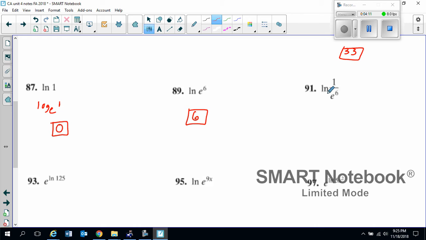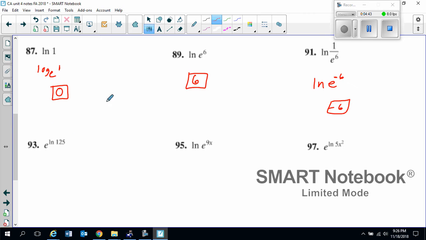91 requires a little bit of some manipulation, okay? And so what we could do is you could rewrite that as natural log of e to the power of negative 6, right? So you could actually reciprocate that and make your exponent negative. Now look, they match. Natural log, base understood as e, and then you're evaluating an e to the power of negative 6, and so it just defaults to that exponent right there. And there you go.